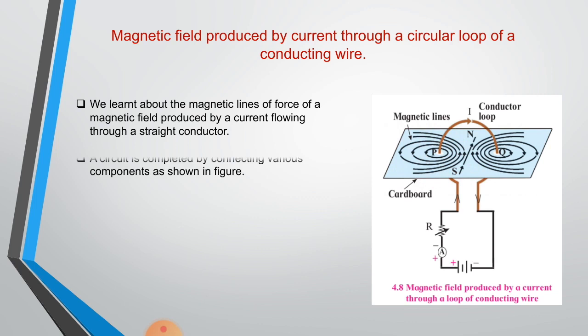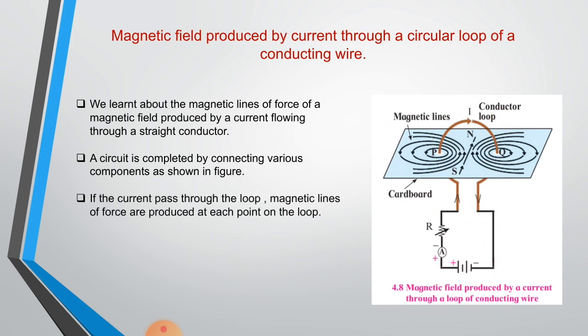Okay, so here the circuit is completed by connecting various components as shown in the figure. Here you can see the magnetic lines. This is a conductor loop, the loop which is formed over here, and it is a cardboard. Here you can see the positive and negative terminals. So if the current passes through the loop, magnetic lines of force are produced at each point on the loop. जब current loop में pass होगा तब magnetic lines of force are produced at each point on the loop.